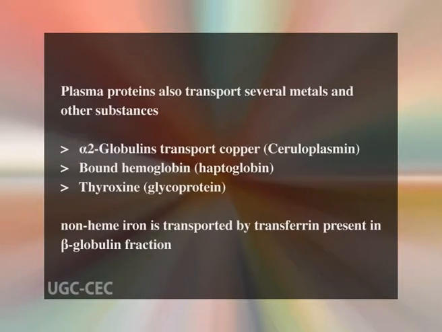In addition to lipids, plasma proteins also transport several metals and other substances. Alpha-2 globulins transport copper-bound hemoglobin and thyroxine, and non-heme iron is transported by transferrin present in the beta globulin fraction. Calcium, magnesium, some drugs and dyes, and several cations and anions are transported by plasma albumin.